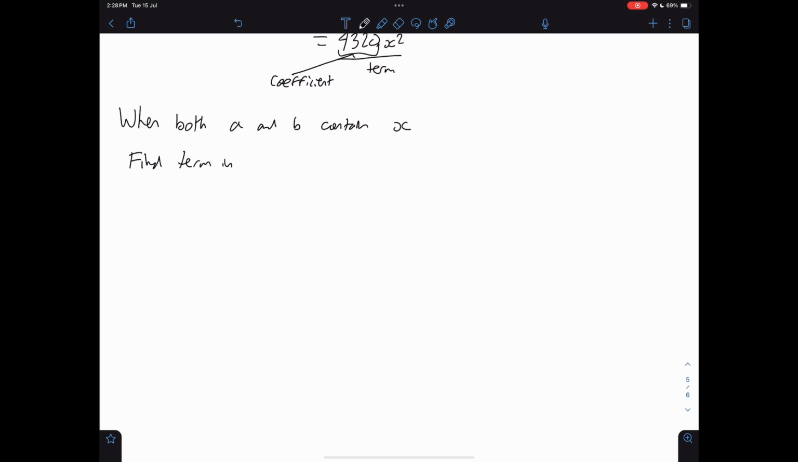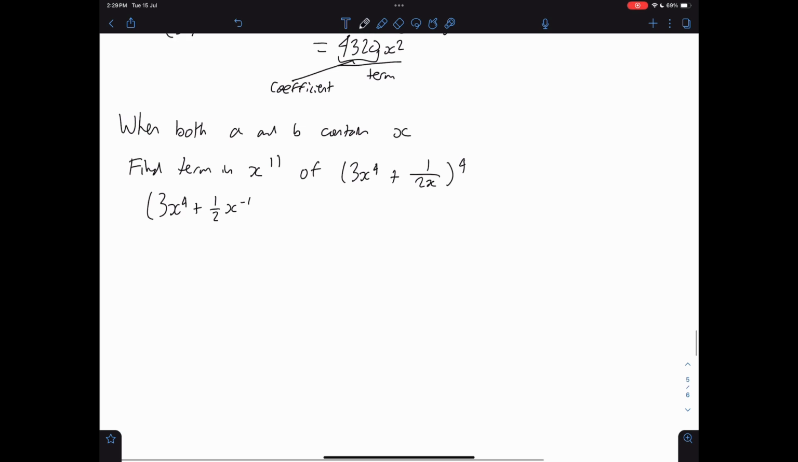So for example, if you were asked to find the term in x to the power of 11 of (3x to the 4th plus 1 over 2x) all to the power of 4, what you would first do is just rewrite this into a proper coefficient and a negative power in your b term, because this is, again, due to the rule that 1 over x is the same as x to the power of minus 1, and 1 over x to the power of n is x to the power of minus n.